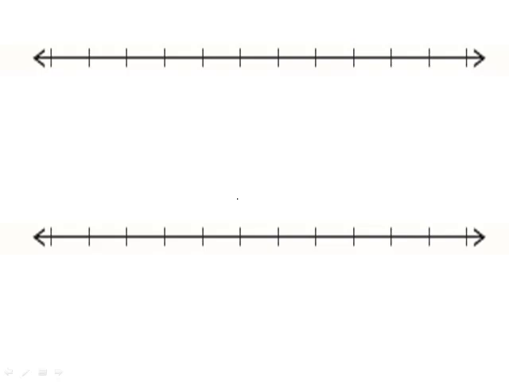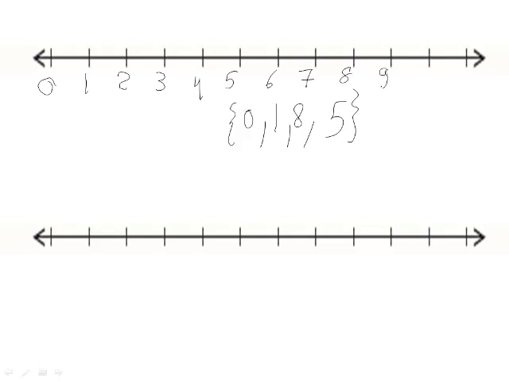Okay, let's see, for example, this number line. We want to express the points 0, 1, 5, and 8 on the number line. We want to express this set on the number line. So, draw the number line in your graph copybook and put the numbers in order on this number line. So, we write 0, 1, 2, 3, 4, 5, 6, 7, 8, 9, 10, and so on. The number line has no end.